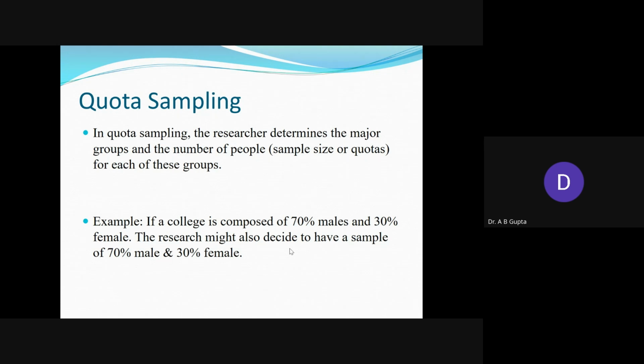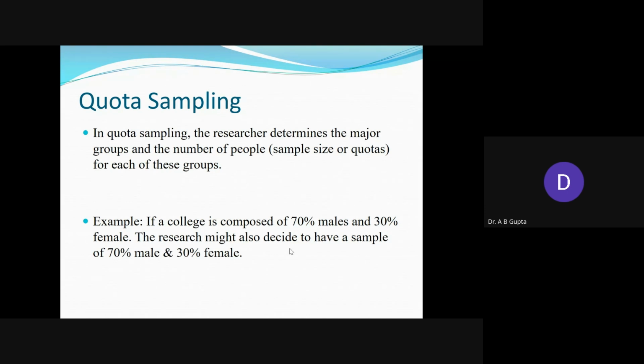So I, as a researcher, decide that my sample will also have the same type of proportion, that is 70% male and 30% female. But my sample size is 10. Total my sample size is 10. So out of the 10 faculty members which I will be selecting, 7 will be male and 3 will be female.